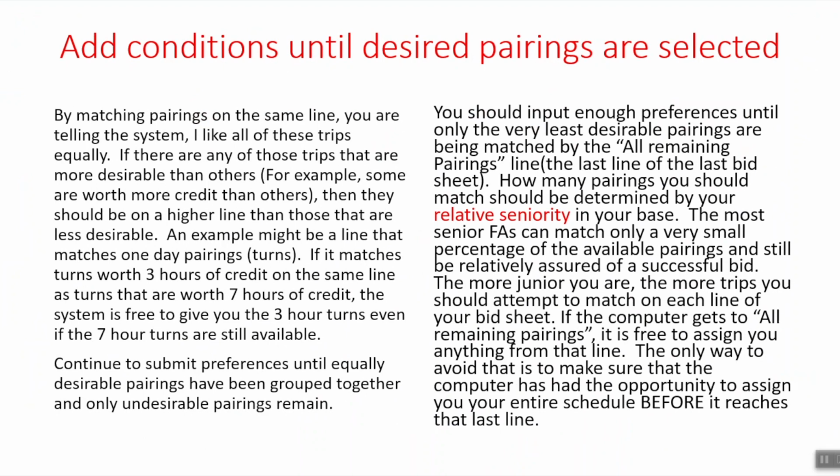Add conditions to a pairing line until only equally desirable pairings are grouped together. What does this mean? In a nutshell, you're saying, if I match these lines on this one trip, you're telling the system, I like all of these trips the same. Now, if that's a true statement, great, they can be on the same line. If however, any of those trips are more desirable than others of those trips, the more desirable ones should be on a higher line, separate from the less desirable ones, which should be on a lower line.